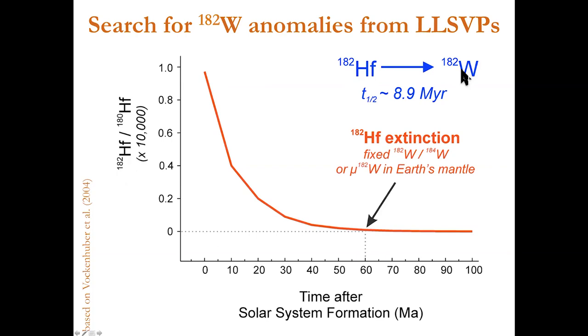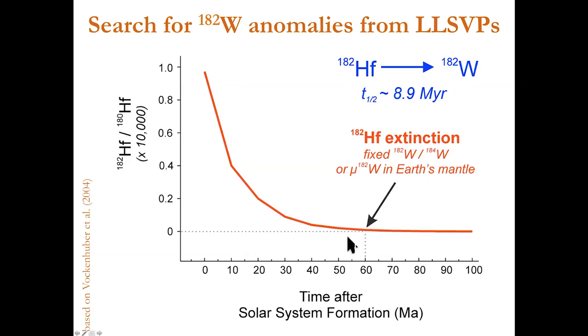If I say it in different words, 60 million years into solar system history, this ratio here, 182 tungsten, which is the daughter, over another stable isotope, is essentially a constant ratio. That would be a stable isotope ratio throughout most of Earth history. It only is a radiogenic isotope system for the first 60 million years.